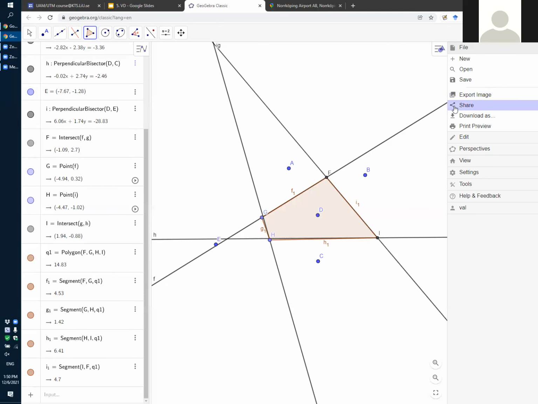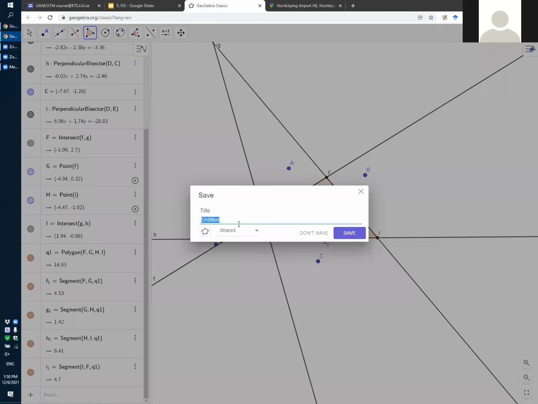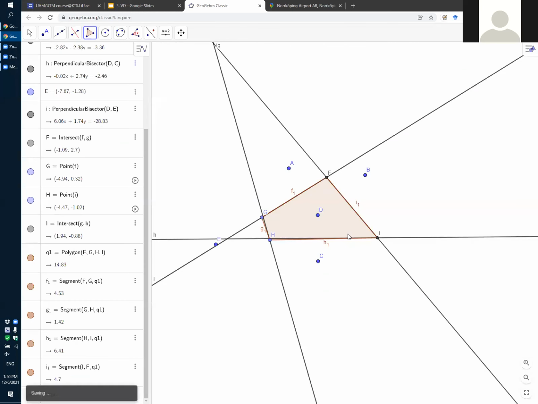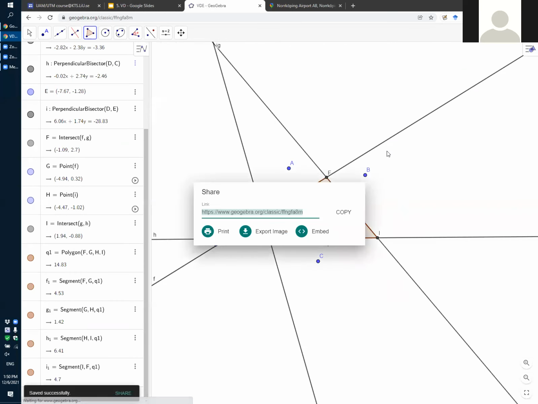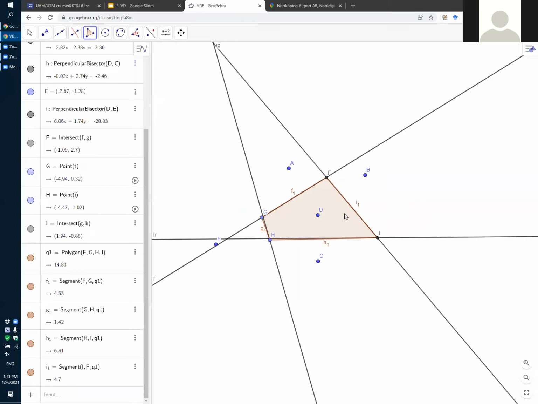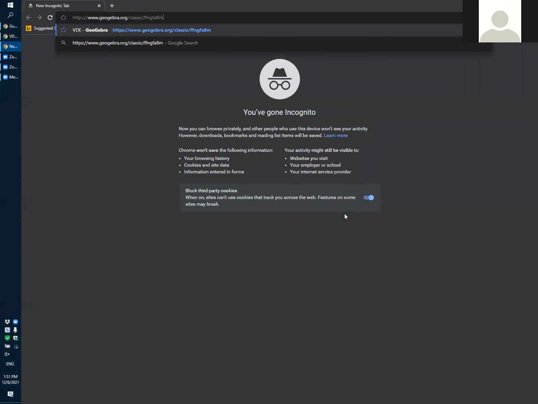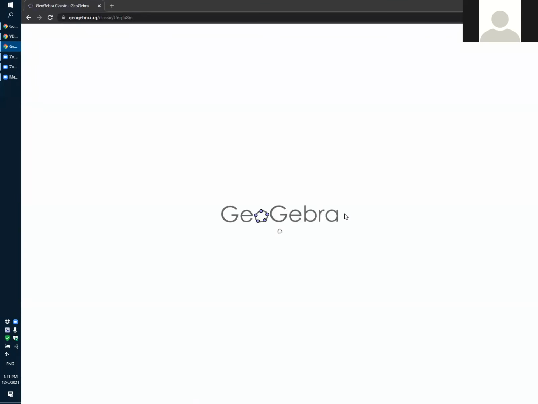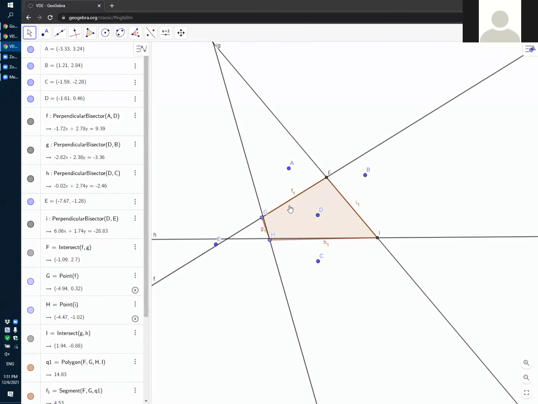And I may ask you to share this. You have to give it a name, Voronoi diagram of E. And you can have it private or shared. So you save it. Now that it has a name, it also gives you the link to your drawing. You can copy the link, and I will now open it in the incognito tab. So I'm not logged in, but if everything goes right, then I will see the same thing right here.